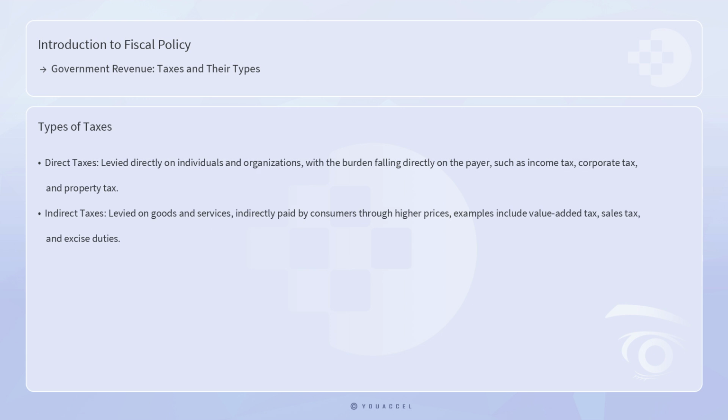Taxes can be broadly classified into two categories: direct taxes and indirect taxes. Direct taxes are levied directly on individuals and organizations, and the burden of these taxes falls directly on the payer. Examples include income tax, corporate tax, and property tax. Indirect taxes, on the other hand, are levied on goods and services and are indirectly paid by consumers through higher prices. Examples of indirect taxes include value-added tax, sales tax, and excise duties.